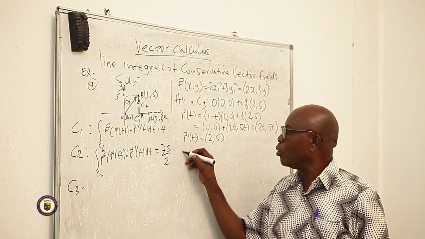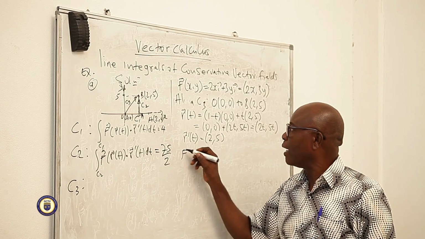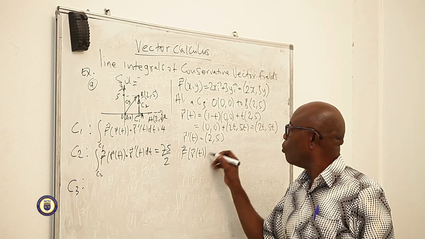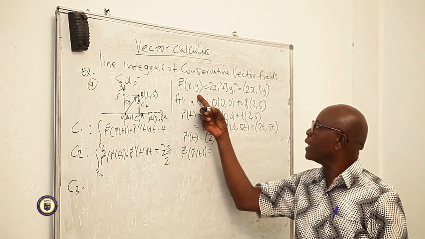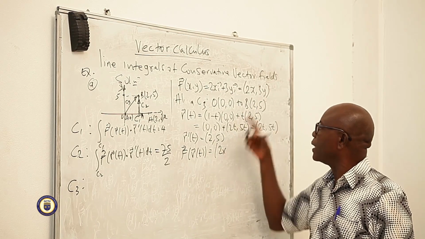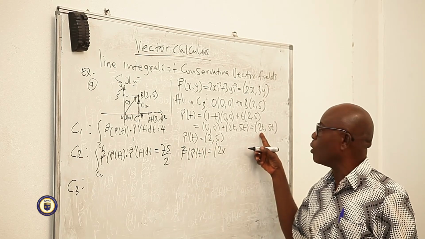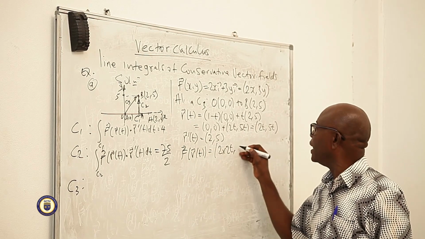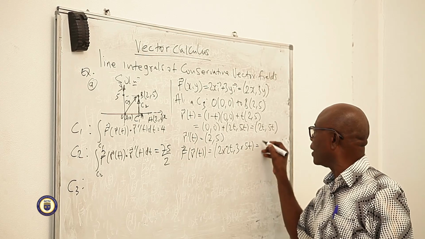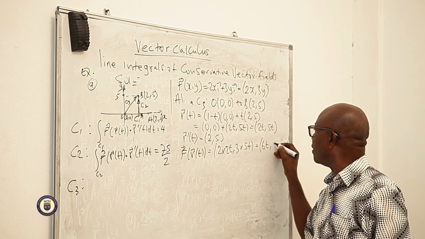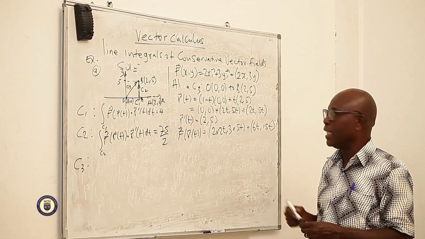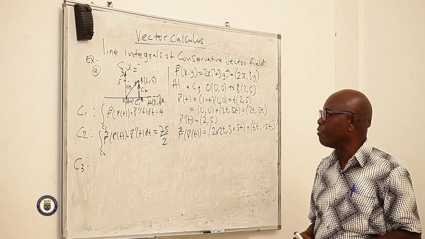And so we need to also parameterize the vector field. So F of r of t will give us, where F of x and y is (2x, 3y), so instead of x, the x is giving us 2t, and then 3 times the y, the y is equal to 5t, and so this one gives us 6t and then 15t. That will be the vector field.